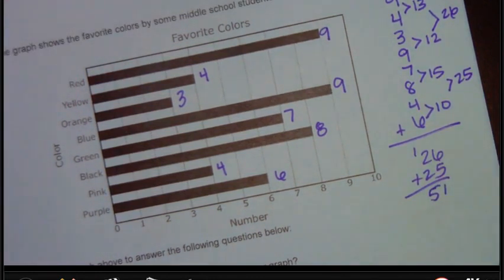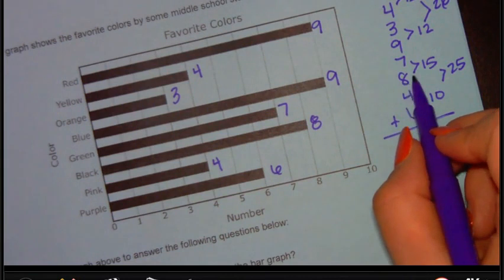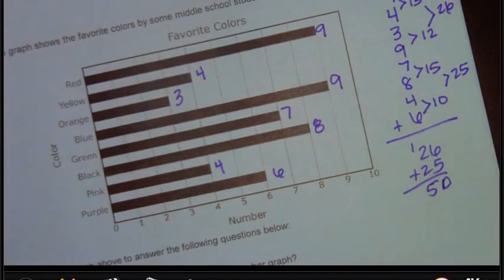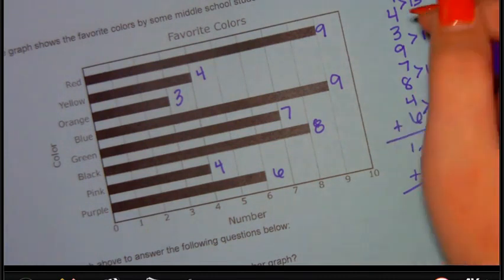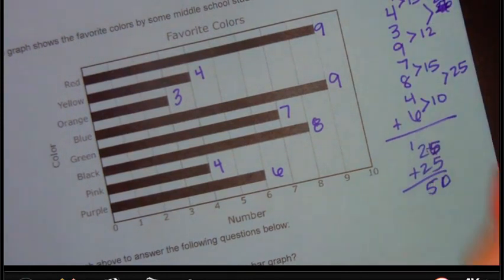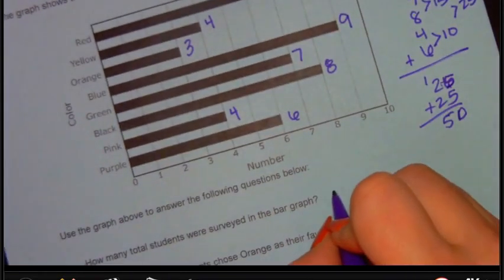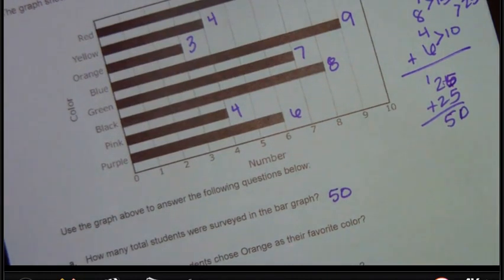Let me double check my numbers here. 9 plus 4 plus 3 plus 9 plus 7 plus 8 plus 4 plus 6. It should be 50. I added something wrong. 8 and 7 is 15. 9 plus 3 is 12. 9 plus 4 is 13. Oh, right here. That should have been 25. There we go, and that gives me 50. All right, I found it. So the total number of students surveyed in the bar graph is 50.